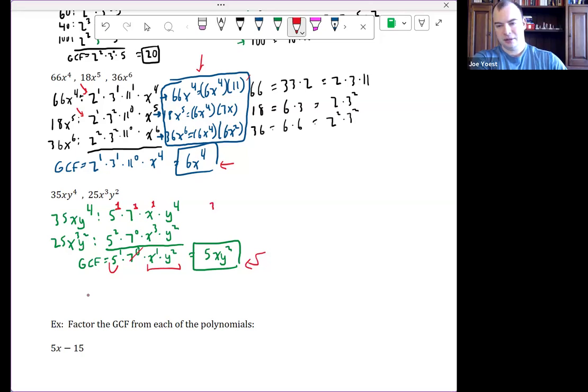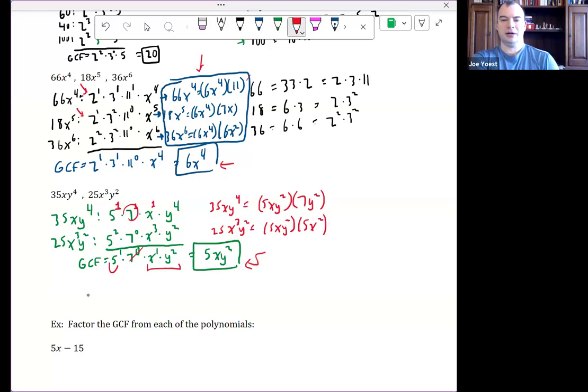And I might note that 35xy to the fourth is 5xy squared times what? Times 7, kind of what's left over, times 7y squared. And 25x cubed y squared is 5xy squared times 5. 5 times 5 makes the 25. X times x squared makes the x cubed, and y squared is accounted for. So in both of these, I can break off a 5xy squared factor, and I'm still left with a monomial with an integer coefficient.